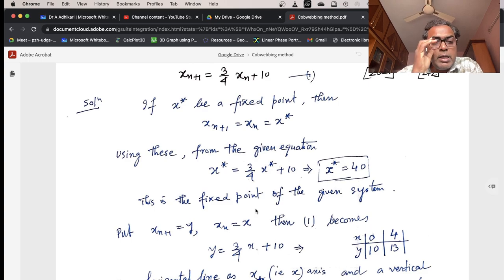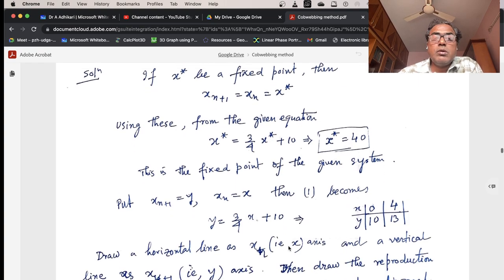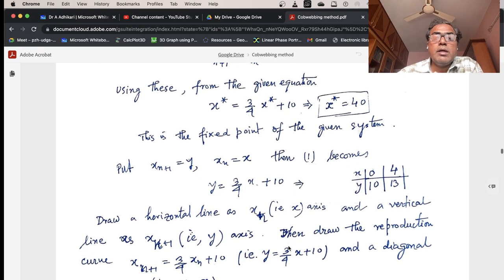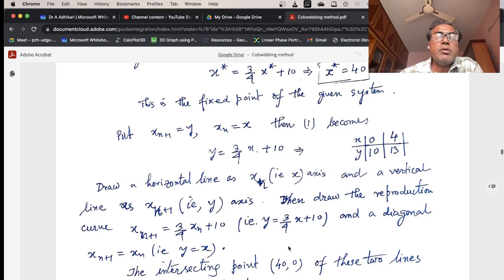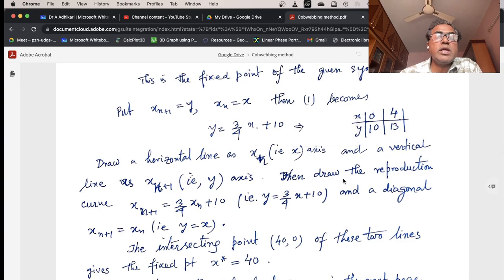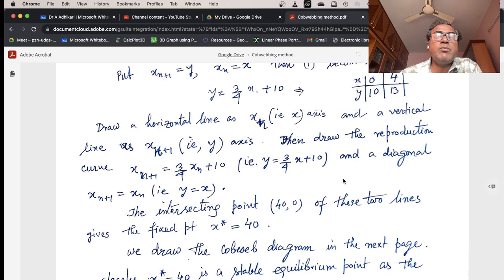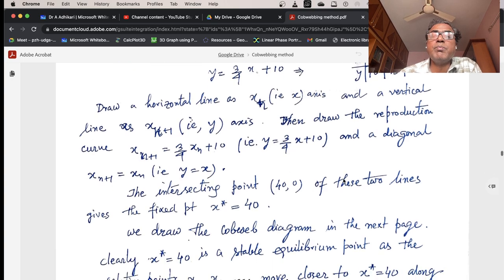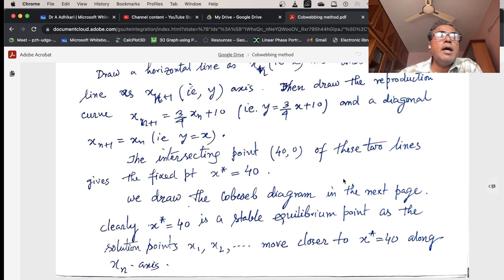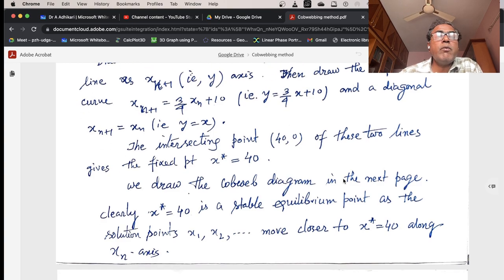Now, by convention, put x n plus 1 equal to y and x n equal to x. Then we get y equal to 3 by 4 x plus 10. So we draw the horizontal line as x n, the x axis, and the vertical line x n plus 1 as the y axis, and we draw the reproduction curve x n plus 1 equal to 3 by 4 x n, that is y equal to 3x by 4 plus 10, and the diagonal line, that is x n plus 1 equal to x n, that is y equal to x.